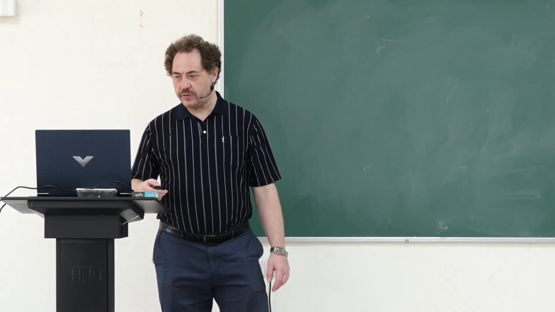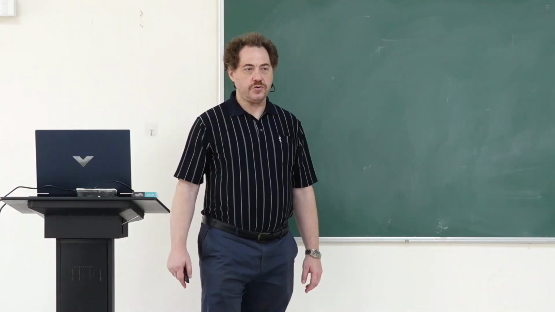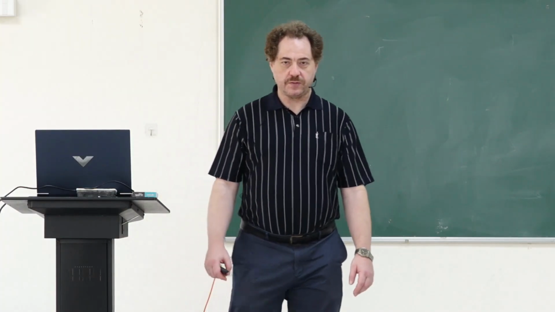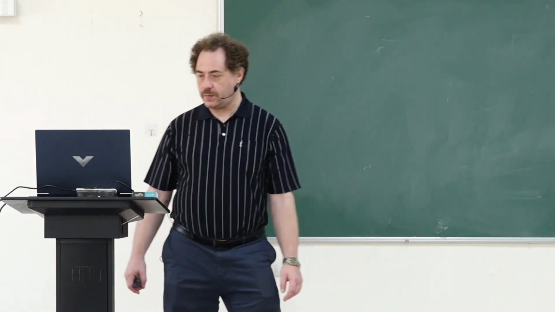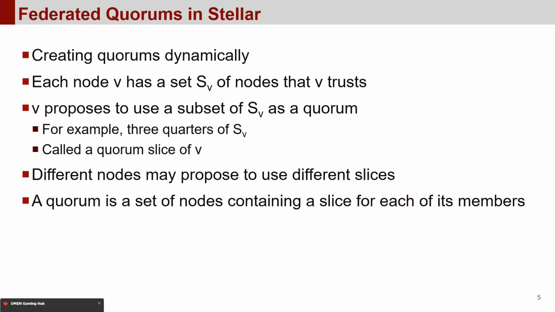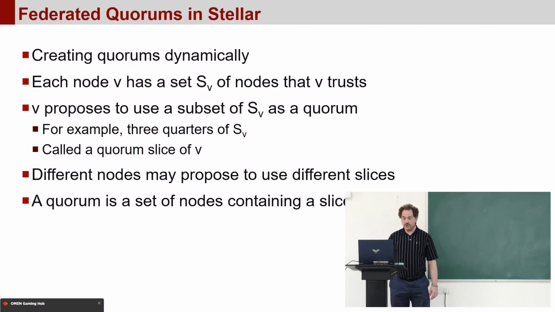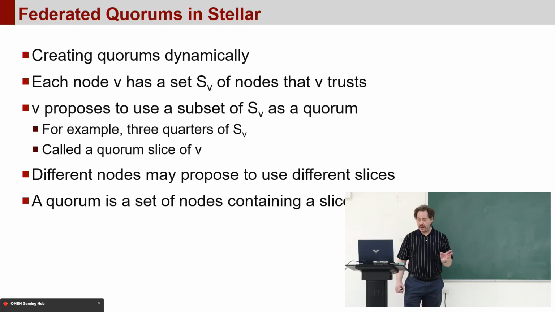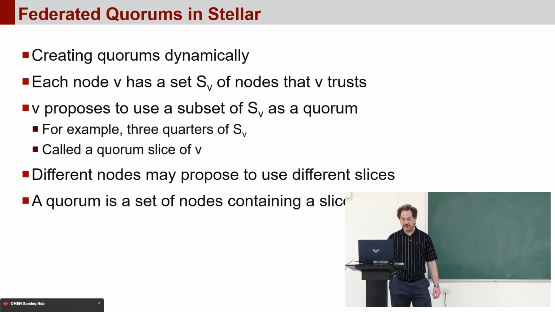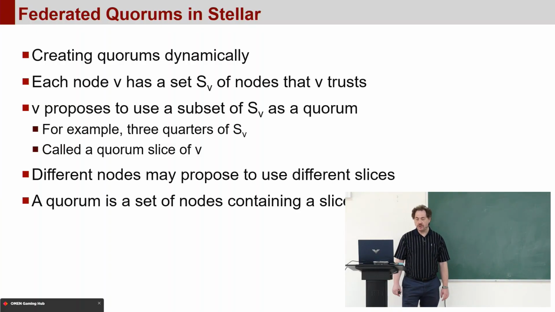Okay, so what does Stellar do with quorums? Stellar introduces the concept of federated quorums. So it creates quorums dynamically, so that each node has a set of nodes. Each node V has a set SV of nodes that V trusts. And V proposes to use a subset of SV as a quorum, for example, 3/4 of SV. And in the standard terminology, it's called a quorum slice of V.